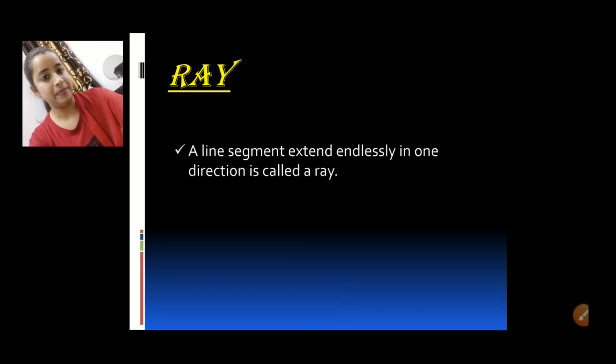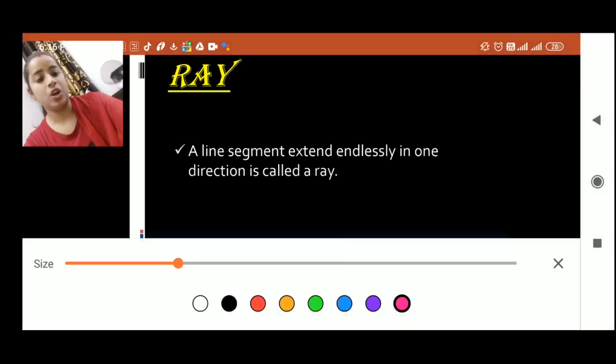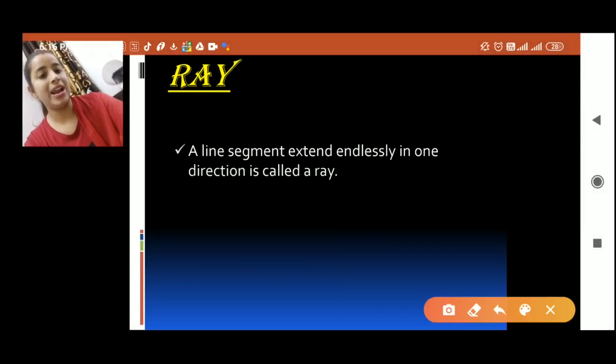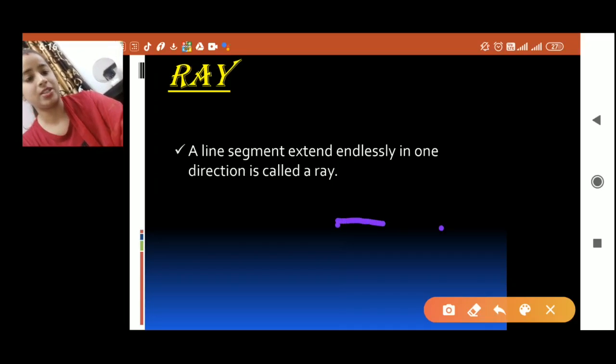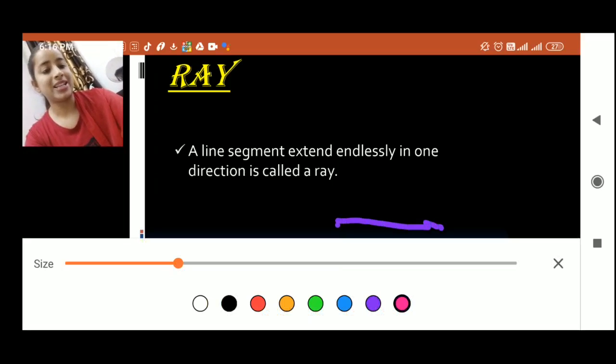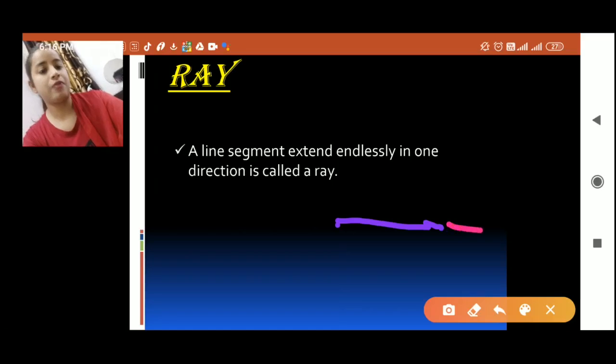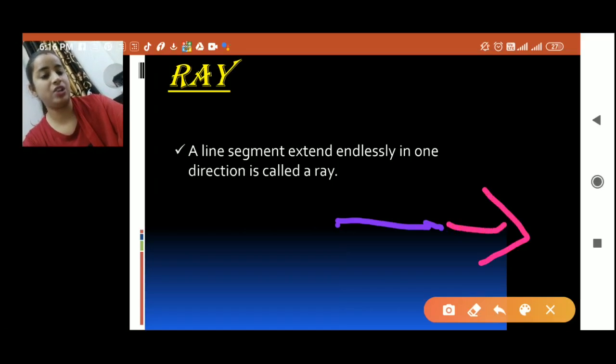Now, our other building block is a ray. A line segment extended endlessly in one direction is called a ray. You all know very well that for a line segment, we have 2 endpoints which are joined. But here for the ray, we have to extend only in one direction. Now it's a ray.